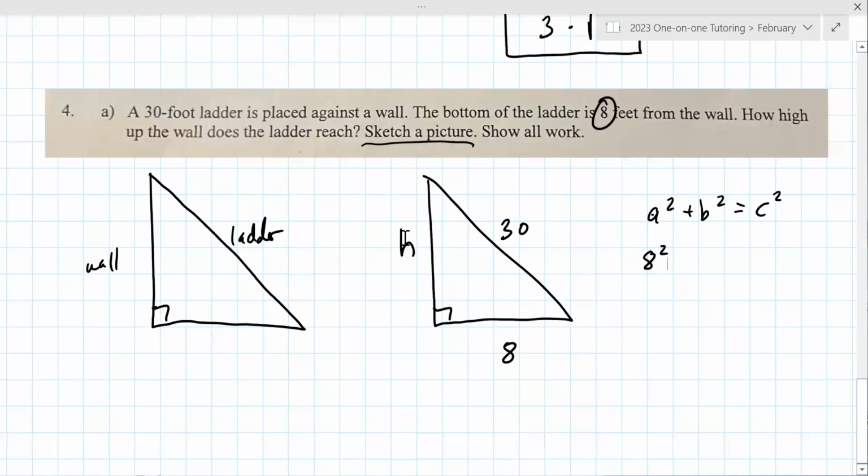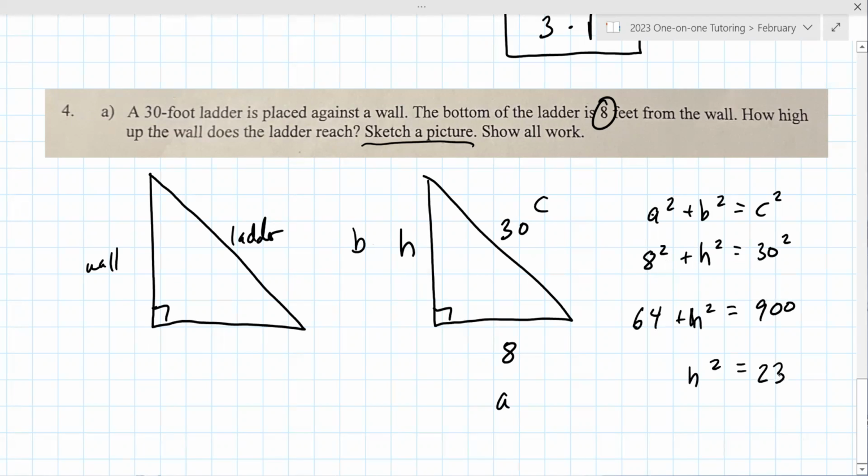Hang on, Sourish. The h is the leg. H is really a leg. You can think of that as b. It's the hypotenuse that's c. So 8 squared plus h squared equals 30 squared. Yes. Okay. 8 squared is 64. 30 squared is 900. So h squared equals 836.